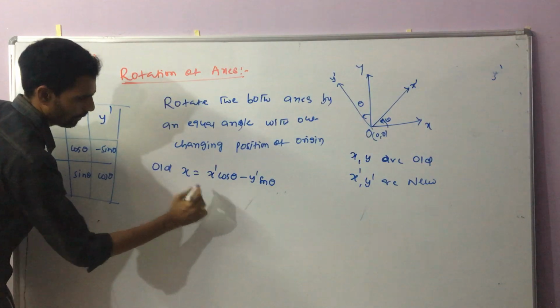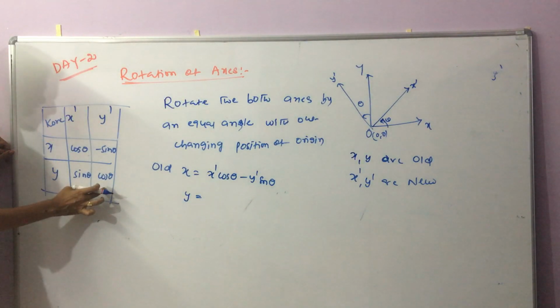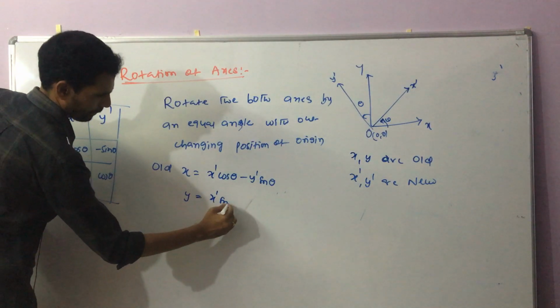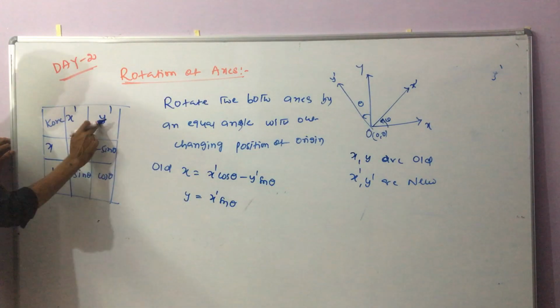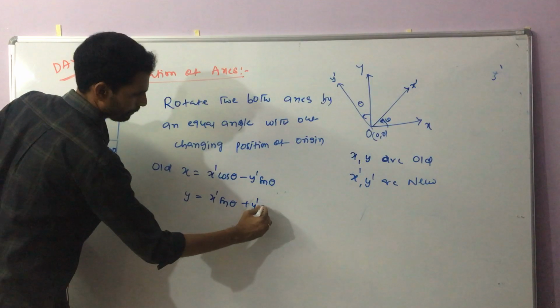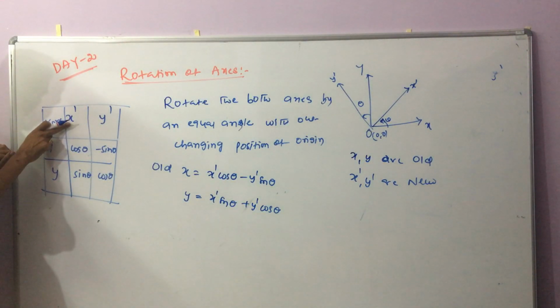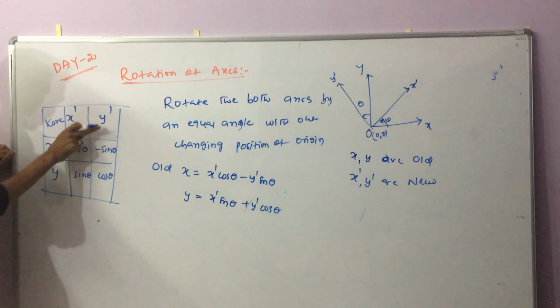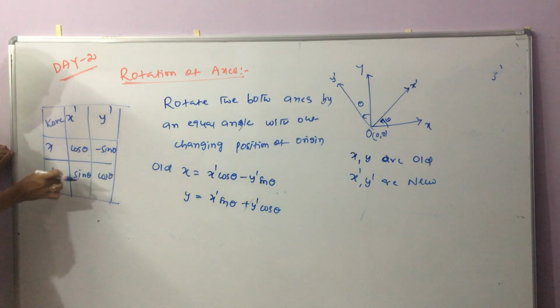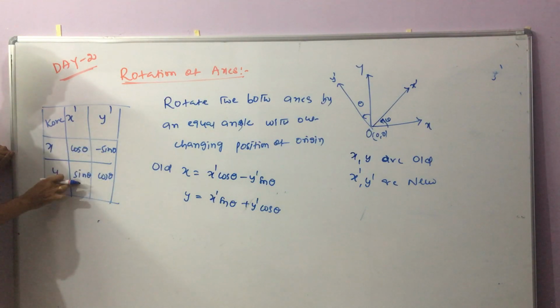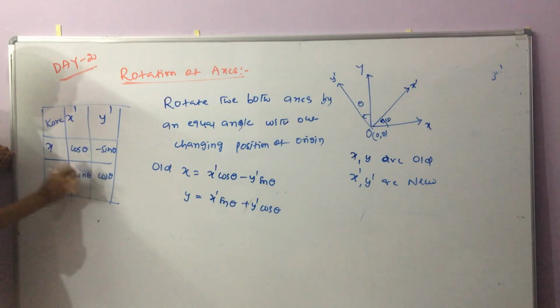Similarly, what is y? Y is equal to, covering the y boxes, x dash sin theta plus y dash cos theta. Once again I will repeat, x is equal to x dash cos theta minus y dash sin theta. What do you want? You want y. So cover the y box: x dash into sin theta plus y dash into cos theta.